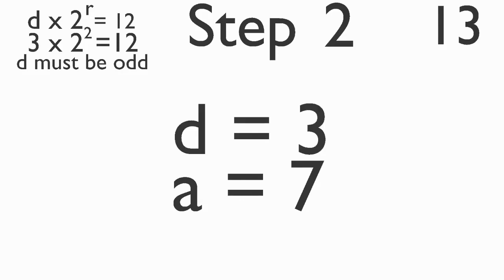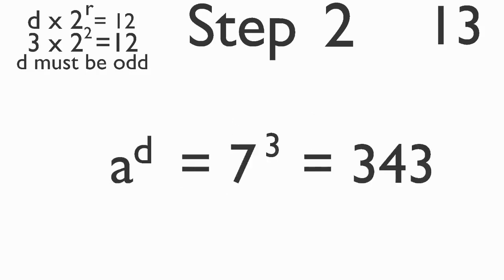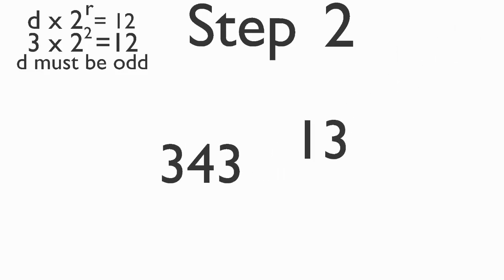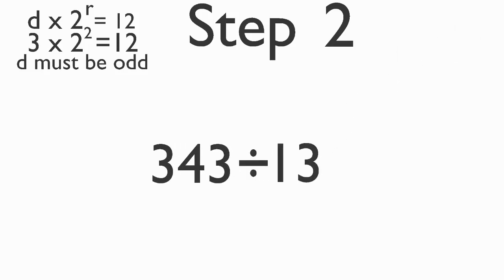We take the d that we got in step 1, and we calculate a to the power of d. So for us, a to the power of d would be 7 to the power of 3. The answer is 343. So 7 to the power of 3 equals 343. Then we take that number, 343, and divide it by the number we're checking, our original number, which is 13, which you'll remember we put on a shelf at the beginning for safekeeping.